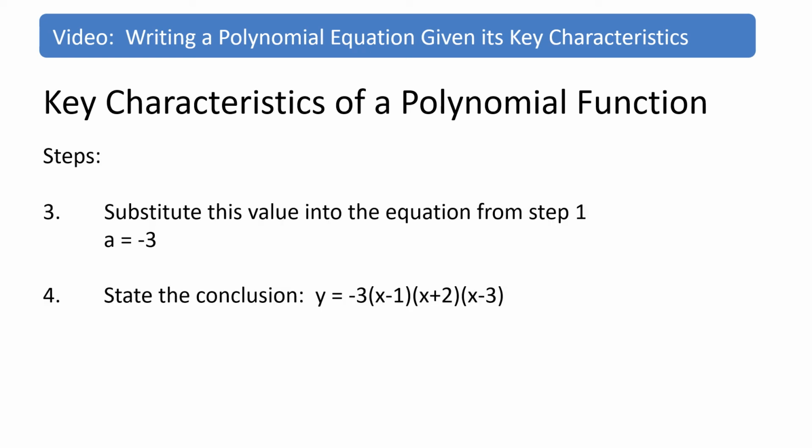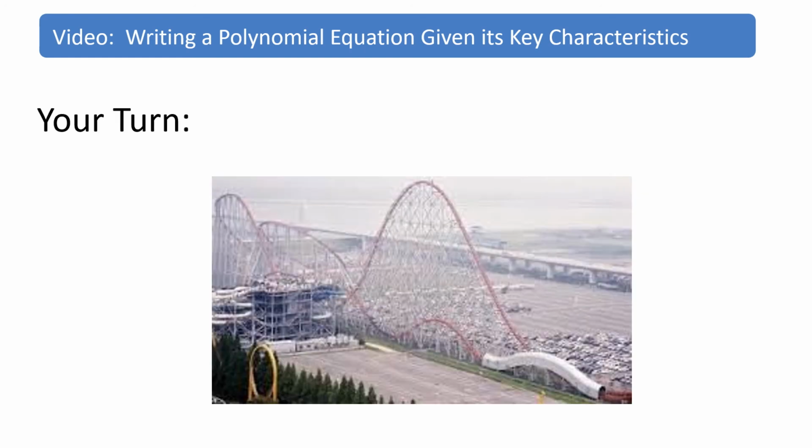So our next step then is to substitute the value a = -3 into the equation, and our conclusion will be y = -3(x - 1)(x + 2)(x - 3). Your turn.